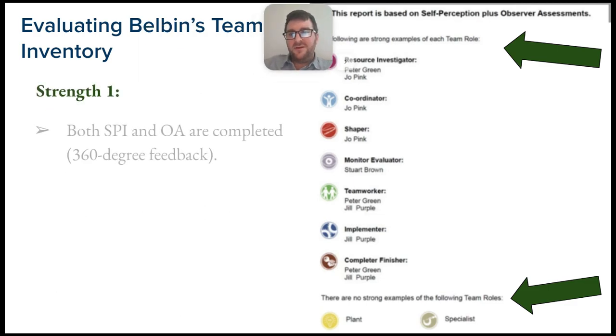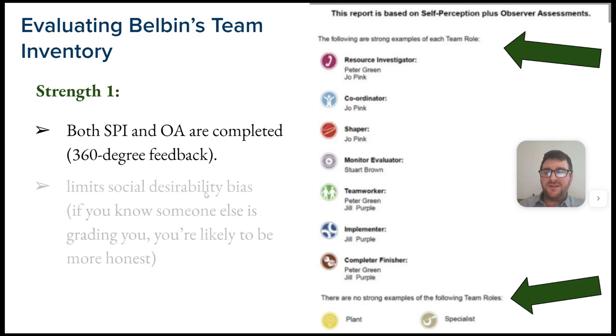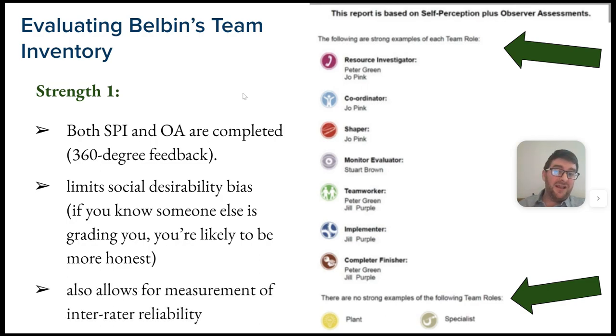So firstly, we've got the 360-degree feedback, right? So that should minimize social desirability bias, because if you know you're being judged by someone else as well as yourself, then you're probably going to be more honest with yourself. And we can even look at inter-rater reliability. Are they rating each other in similar ways?